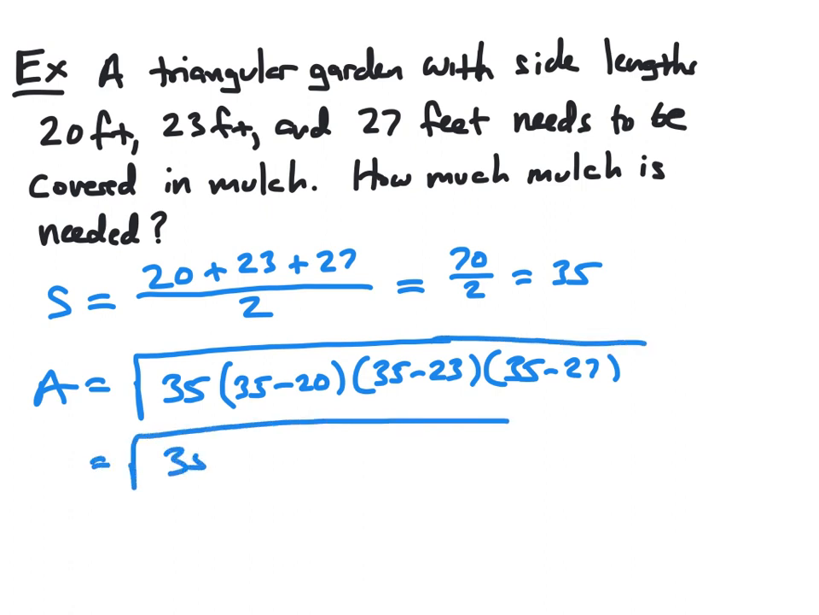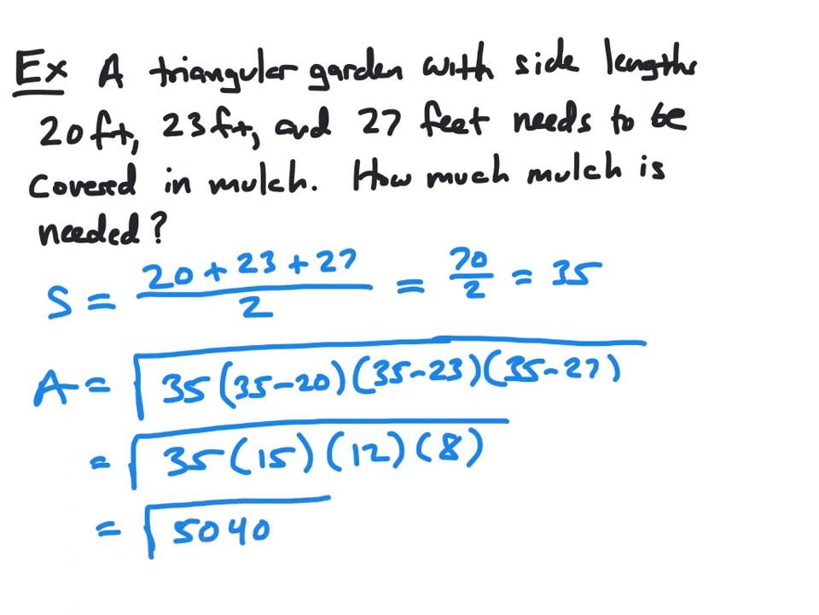Of course, this will be 35 times 15 times 12 times 8. If we multiply everything inside the radical together, this is the square root of 50,400. And to get an exact value, or at least an approximate value here, it looks like about 224.5 square feet. So we're going to need about 225 square feet of mulch in order to cover this triangular garden.